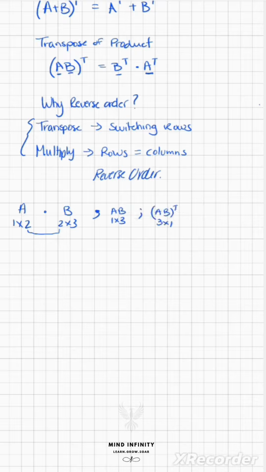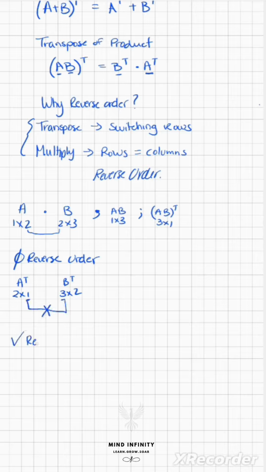Now, as per the transpose of product rule, let's say you don't reverse the order. Then you will have A^T be a 2 by 1, and then B^T will be a 3 by 2. Now, as you can see, here you have a 1, here you have a 3. So you're not able to multiply them.